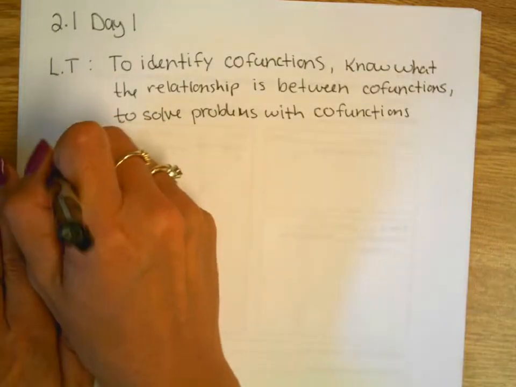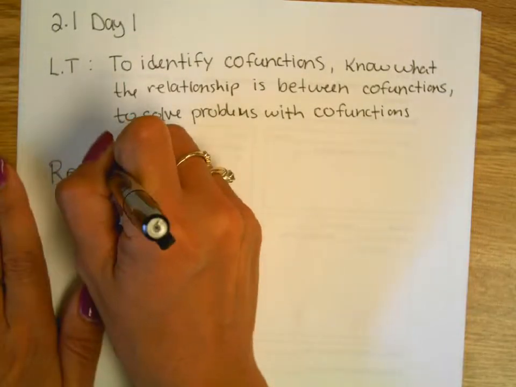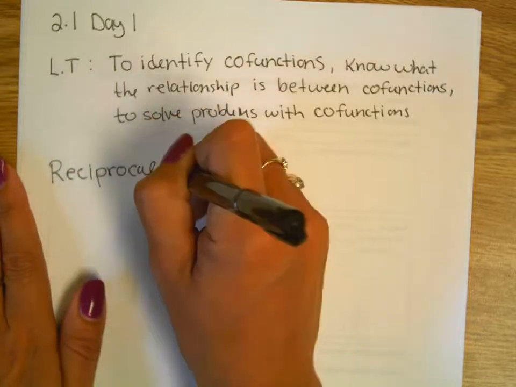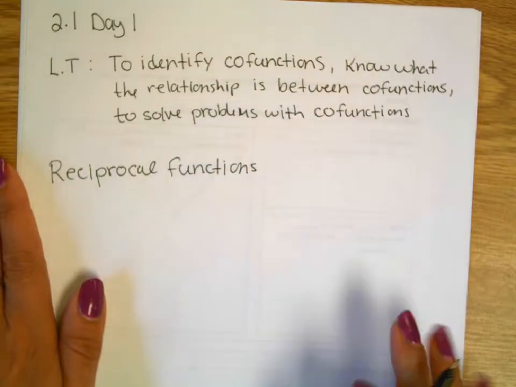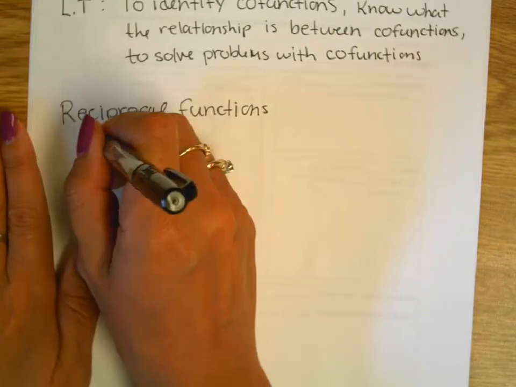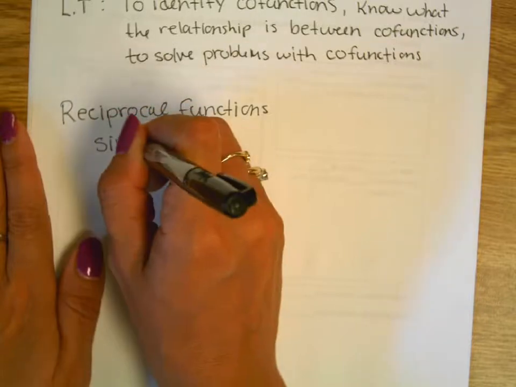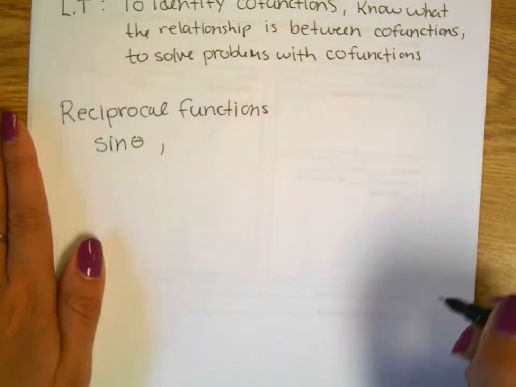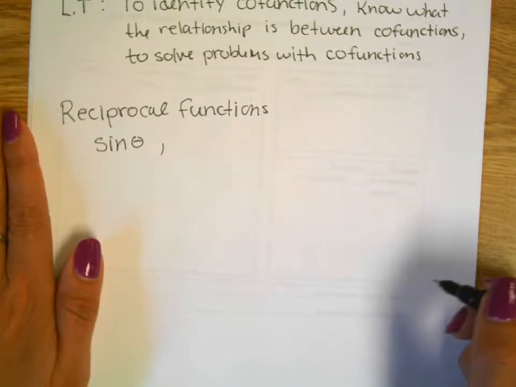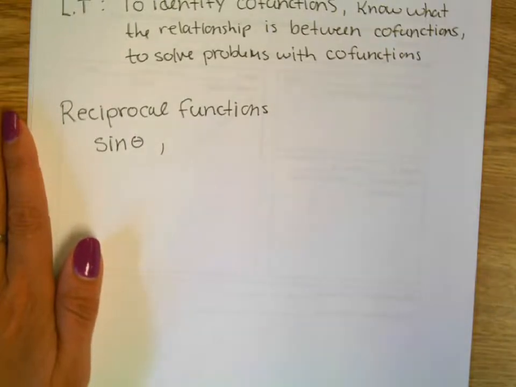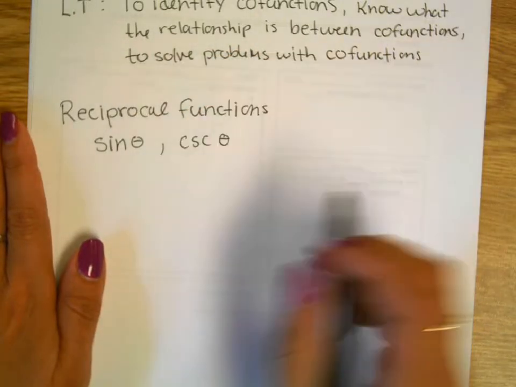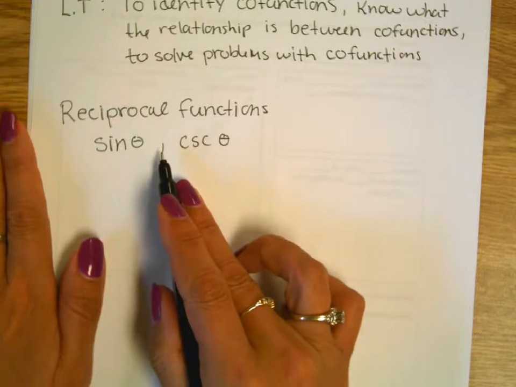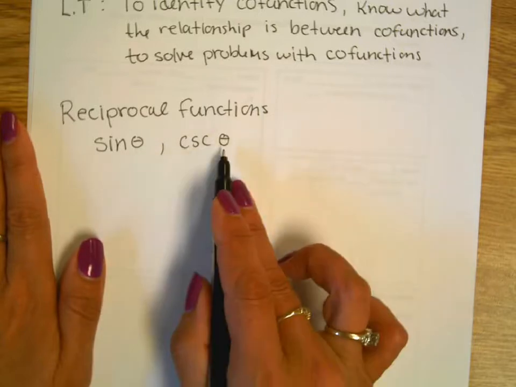So, reciprocal. So sine's reciprocal function is what? When you flip the sine ratio over, which function are you getting? Cosecant, the one that starts with a C. Are those two ratios equal to each other? No, they're reciprocals of each other. But you have to be standing on the same angle to get the reciprocal.